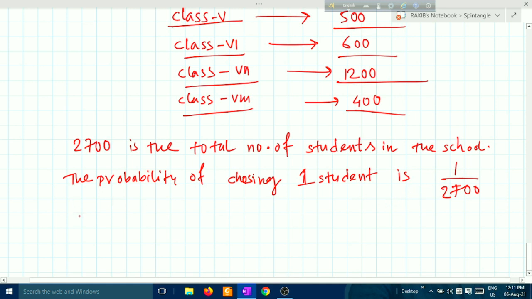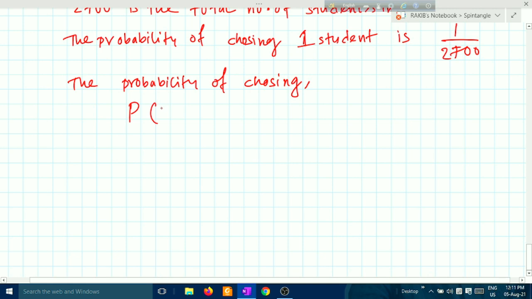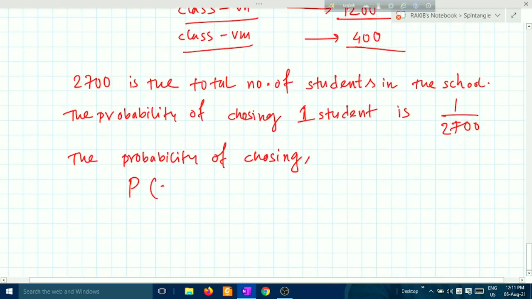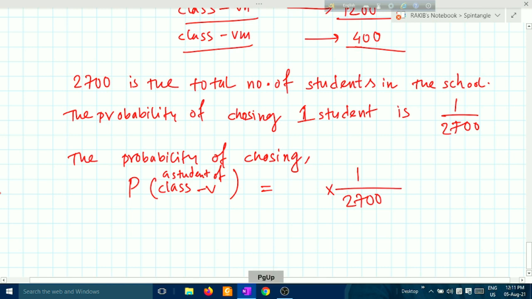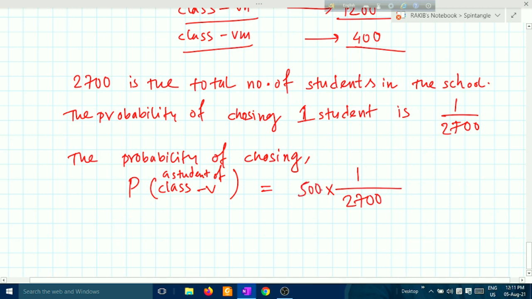Now you can easily see that the probability of choosing a student from class 5 — what will this be? Single probability means the probability of one student is 1 upon 27. As there are 500 students, what will be here? There will be 500 times 1/27. How does it come?